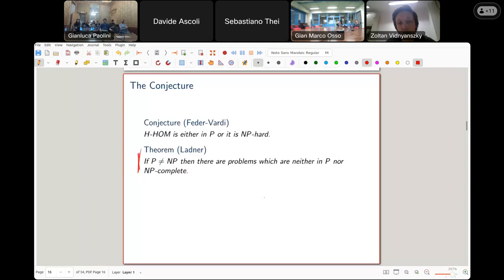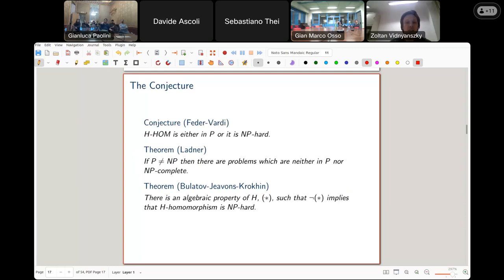So maybe there is a characterization here as well, and indeed there is, and this was a breakthrough result of Bulatov, Jeavons, and Krokhin, where they came up with an algebraic property which characterizes, or they conjecture that it characterizes, the graphs for which the homomorphism problem is complicated. I will denote this property by star, and I will define this property soon, but just to state the main result, I will use this shorthand. So there is an algebraic property of the target structure H, such that if this algebraic property doesn't hold, then the homomorphism problem is complicated. This is what they proved. And in fact, what happens in this situation is that if this algebraic property doesn't hold for H, then it can encode any other structure in a very concrete way.